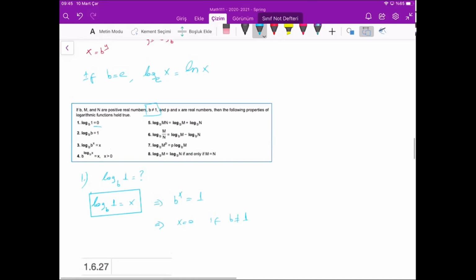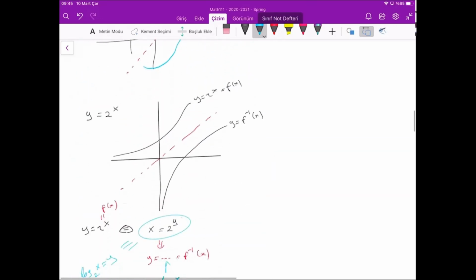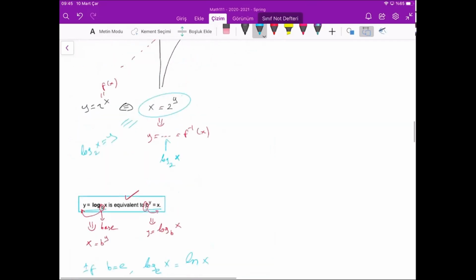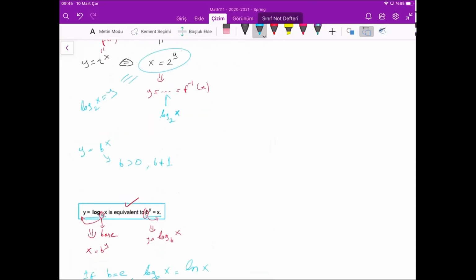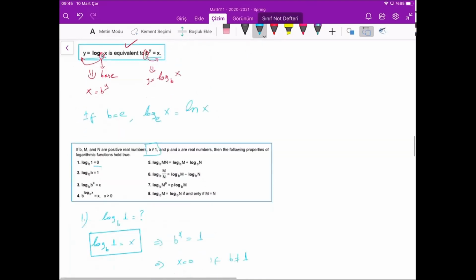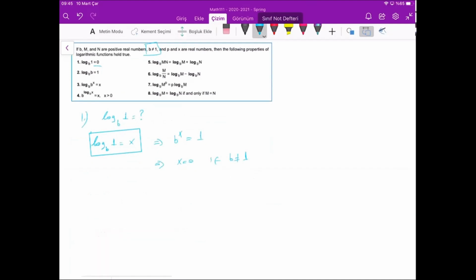Let's recall the exponential function. y equals b to power x, where b should be bigger than 0 and different than 1. If b is 1, it's a constant function, and if b is 0, again it's a constant function. b cannot be negative because minus 1 to power 1 over 2 is not meaningful, not defined. So by using the properties of the exponential function, you can prove all these properties.